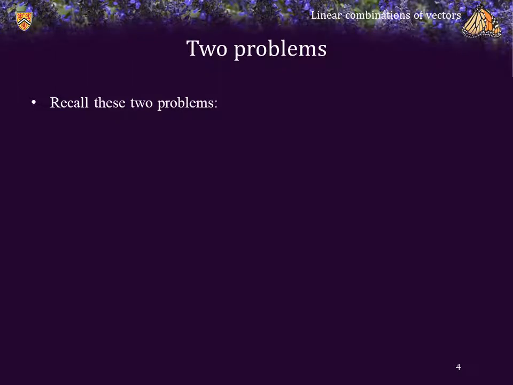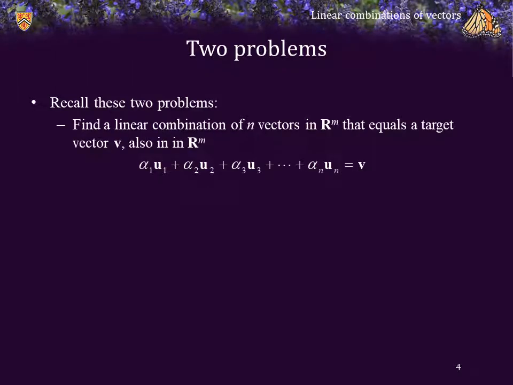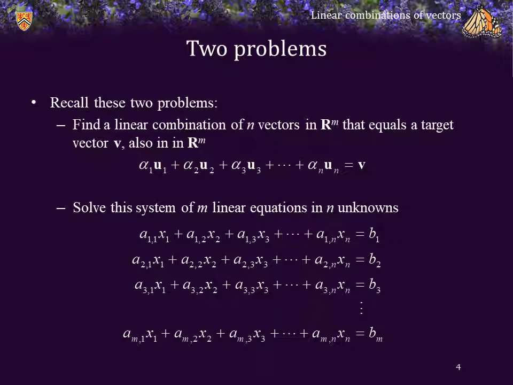So, let's recall these two problems. Find a linear combination of n vectors in R^m that equals a target vector v also in R^m. The other problem we had was solve the system of m linear equations in n unknowns. Now, what we're going to do is show that every problem of the first kind can be interpreted as a problem of the second kind, and every problem of the second kind defines a problem of the first kind.